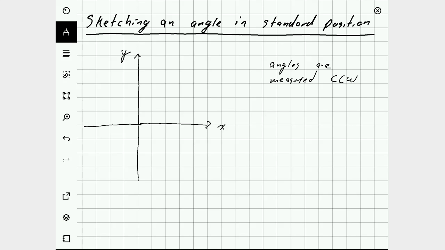counterclockwise or right-handedly from the positive x direction. What I mean when I say from the positive x direction is that one side of the angle is going to be the positive x-axis, and the vertex of the angle is going to be at the origin of the xy plane.